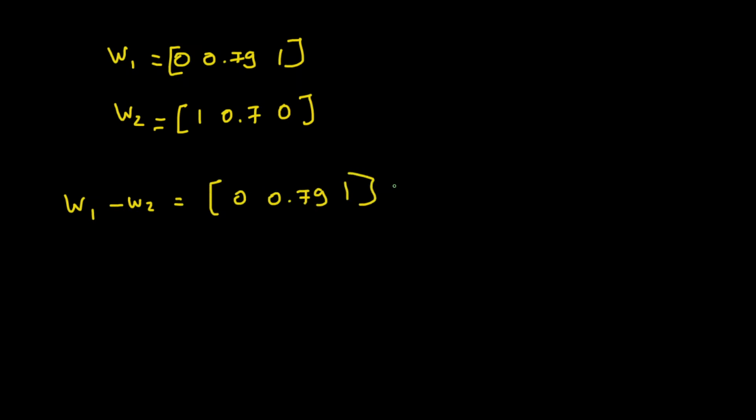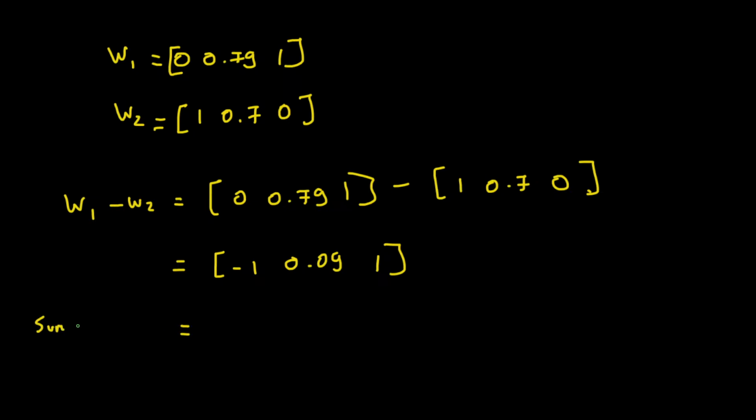So w1 minus w2, which is 0.791 minus 1, 0.70, and if you calculate this one, you're gonna get 0 minus 1, which is minus 1, and then 0.79 minus 0.7, which is 0.09, and then 1 minus 0, which is going to be 1, and then finally you have to just add them together, sum of elements, which is negative 1 plus 0.09 plus 1, and that gives us minus 1 plus 1 cancels each other, so we are going to end up getting 0.09, and that's our final answer.